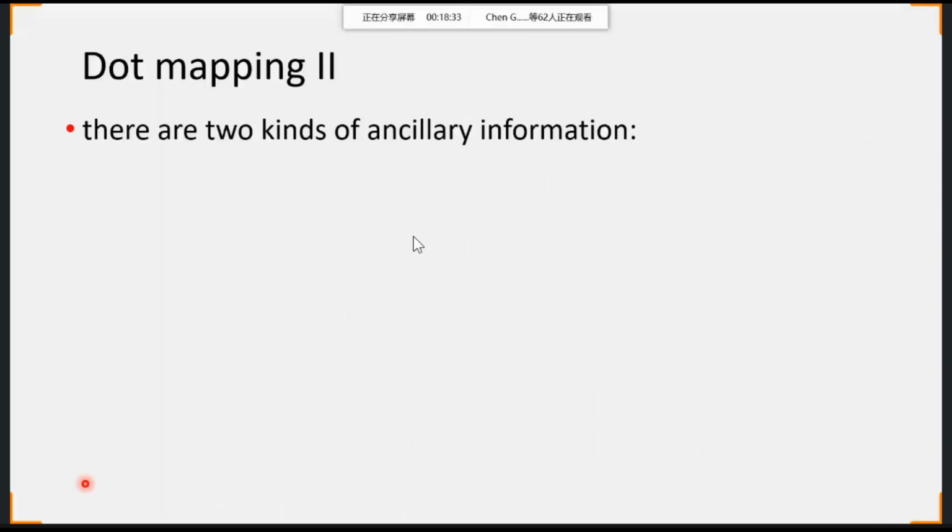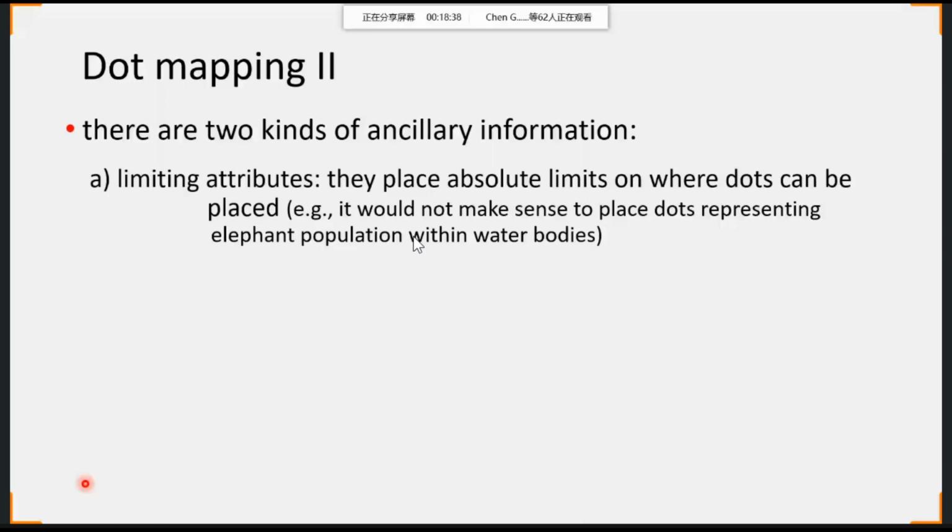There are two kinds of ancillary information. The first one is so-called limiting attributes. They place absolute limits on where dots can be placed. For example, it would not make sense to place dots representing elephant population within water bodies. In a choropleth map, usually you don't have the information where the water bodies are. So this would be additional information that can be used to exclude these areas. No dots would be in the water bodies then.